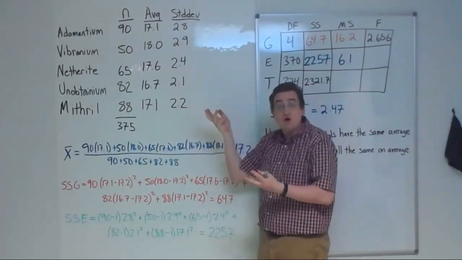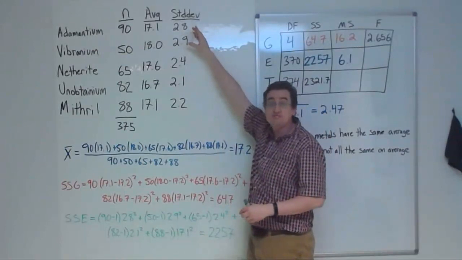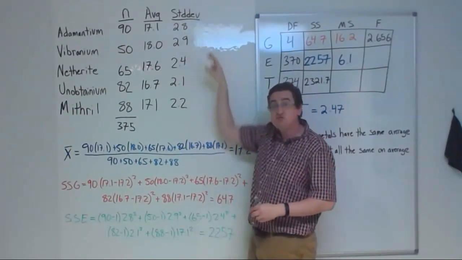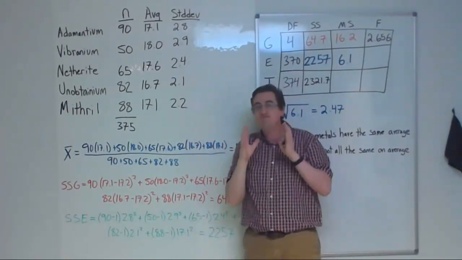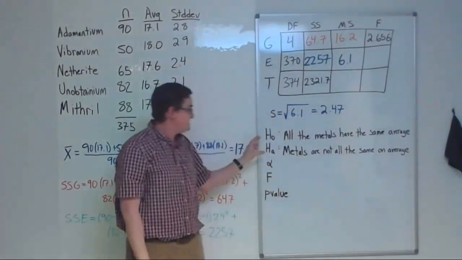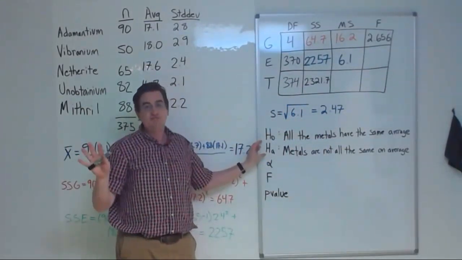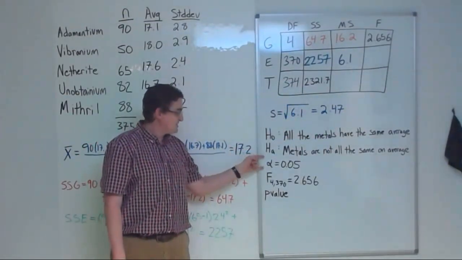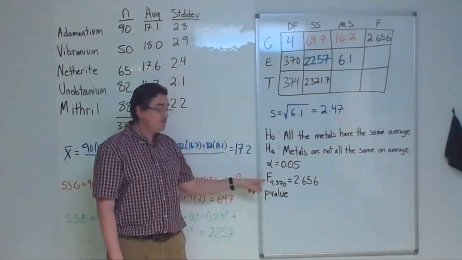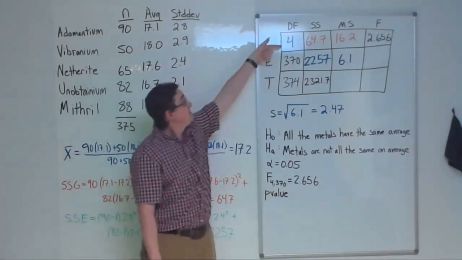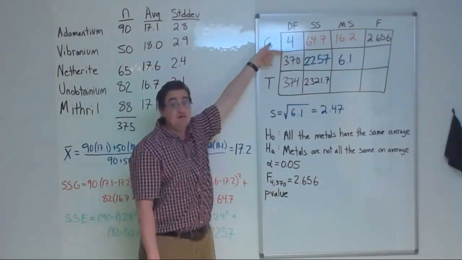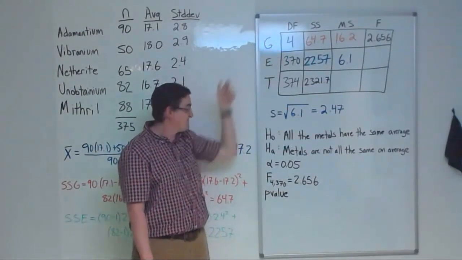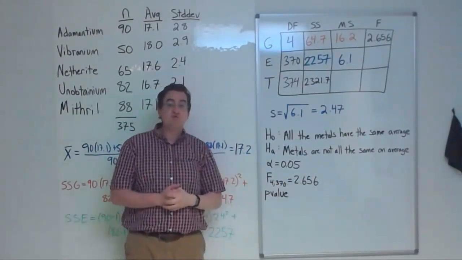Or maybe they are all different, or maybe these 2 are the same and those 2 are the same, but the 2 are different from each other, right? Lots of different ways that could happen. So we just say not all the same, which is easier. We'll use a classic alpha, and our F distribution has 2 degrees of freedom, the 4 and the 370. The box up here and the box for error. And then the value is a 2.656.